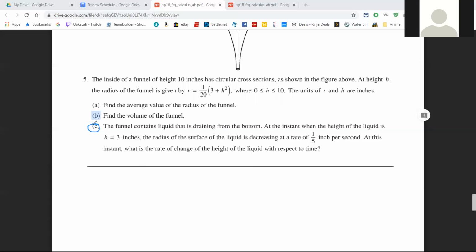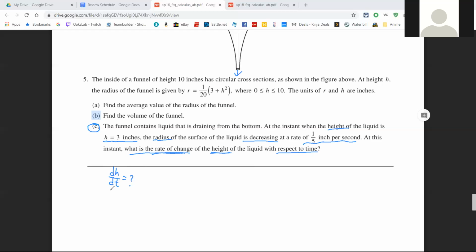The funnel contains liquid that is draining from the bottom. So clearly it's coming out. At the instant when the height is 3 inches, the radius is decreasing at a rate of 1/5 inch per second. What is the rate of change of height of the liquid with respect to time? So based on this last sentence, they're asking for the rate of change of the height. So we're looking for dH over dt is the question.